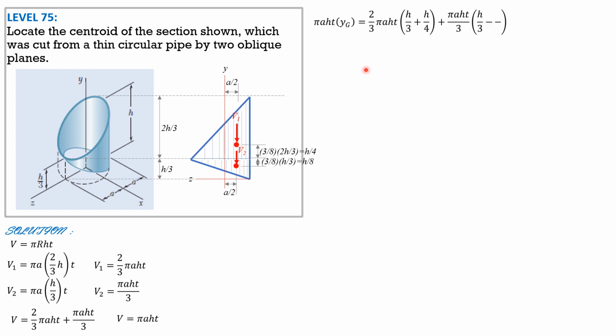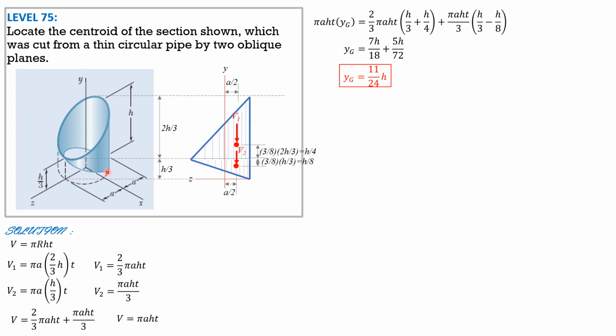3 plus h over 4, then plus V2, pi AHT over 3, times the distance from the z-axis, this one, y sub c2, which is h over 3 minus h over 8. So cancel pi AHT and simplify. So the first term is 7 over 18 h, the second term is 5 over 72 h. Combining, we can now derive yg. yg is 11 over 24 of h.